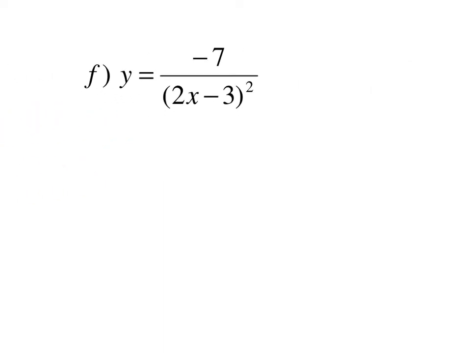Alright, one more here. I would want to rewrite this as a negative 7 times 2x minus 3 to the negative 2 first.